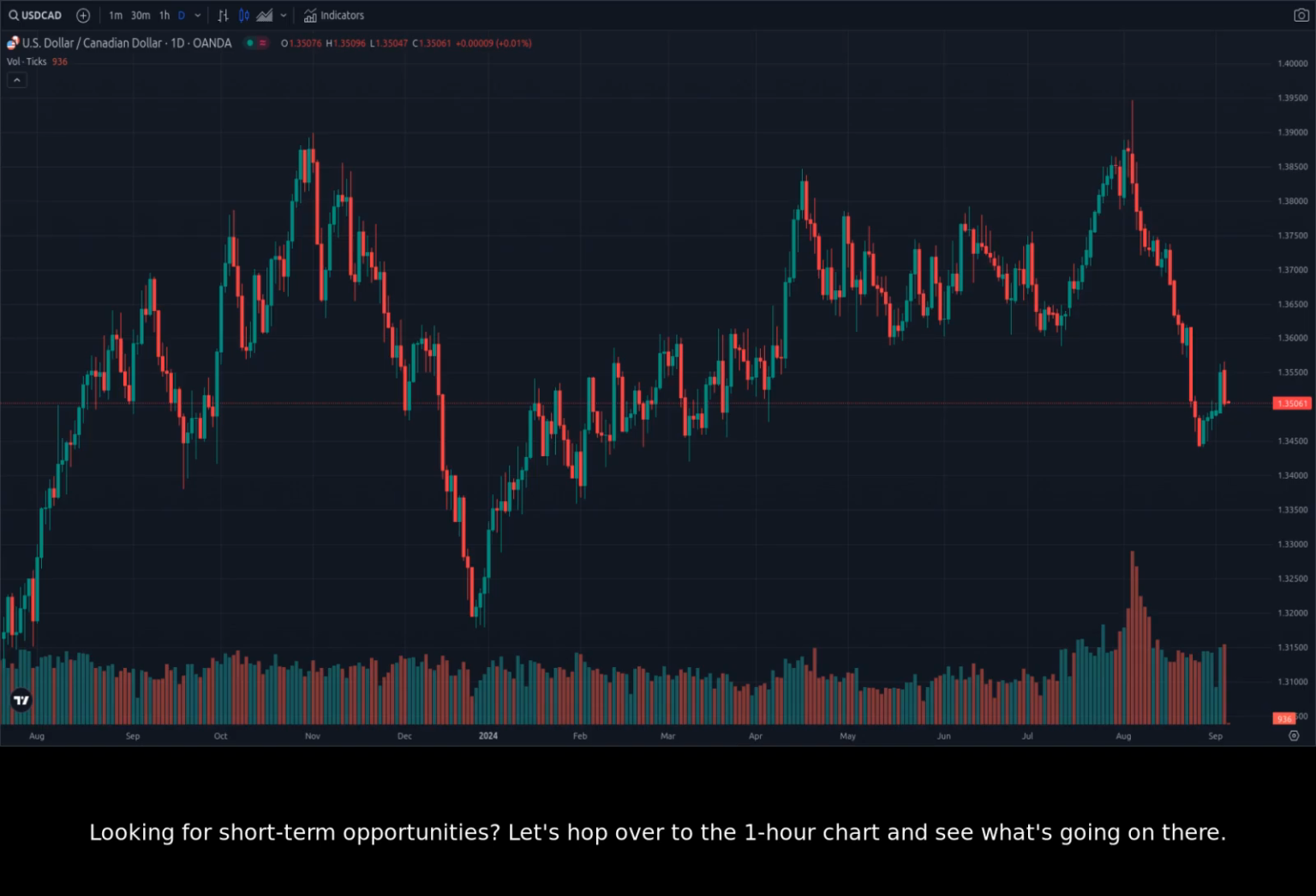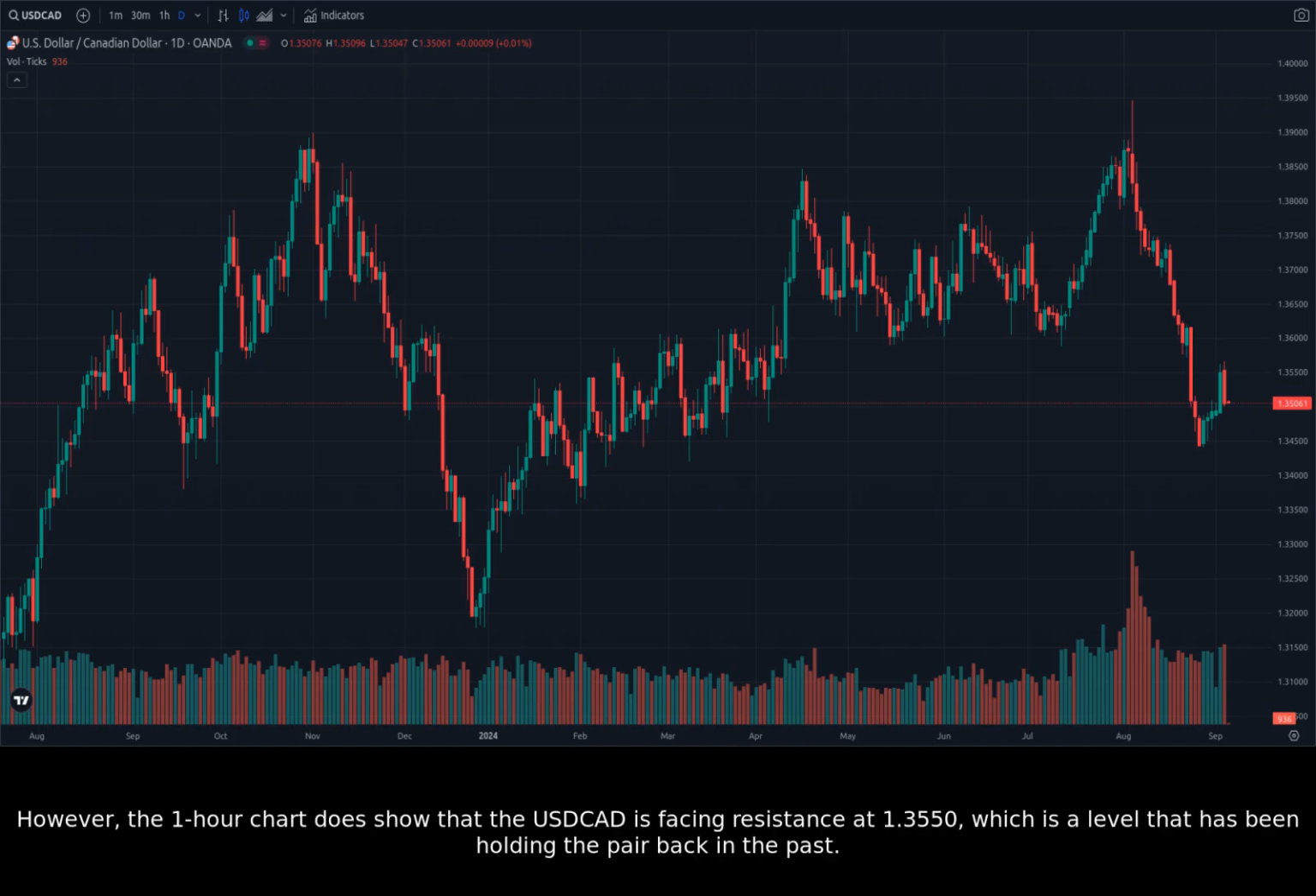Looking for short-term opportunities? Let's hop over to the 1-hour chart and see what's going on there. The 1-hour chart shows a more volatile picture with prices moving back and forth between resistance levels. Right now, we're seeing prices test the 1.35 level, but it's too early to tell if they'll break through. However, the USDCAD is facing resistance at 1.3550, which is a level that has been holding the pair back in the past.